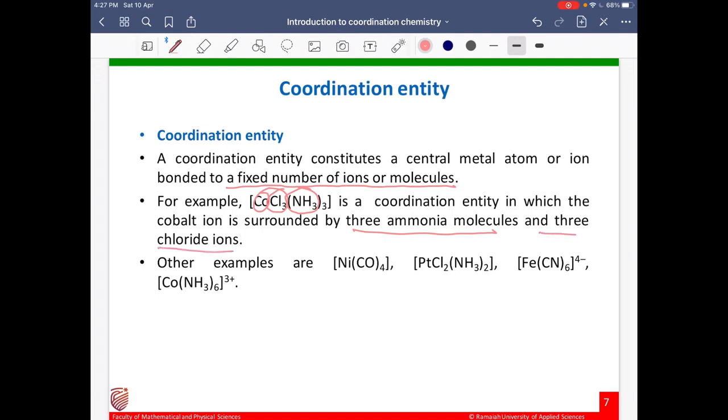Other examples are Ni(CO)4. Here the central metal atom is nickel and it is surrounded by a fixed number of carbonyl groups, 4 carbonyl groups in this example. Other examples of coordination entities: PtCl2(NH3)2, [Fe(CN)6]4-, [Co(NH3)6]3+. So a coordination entity constitutes a central metal atom or ion bonded to a fixed number of ions or molecules.